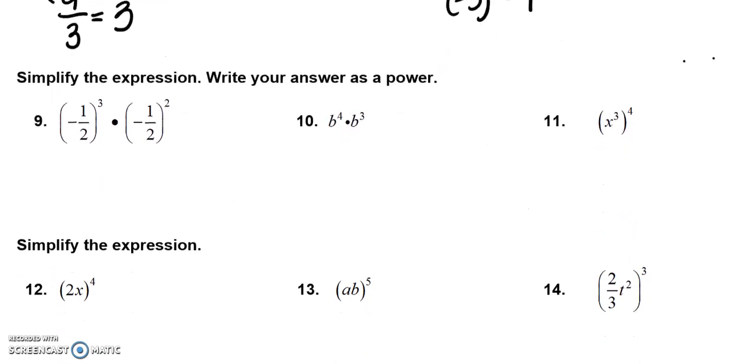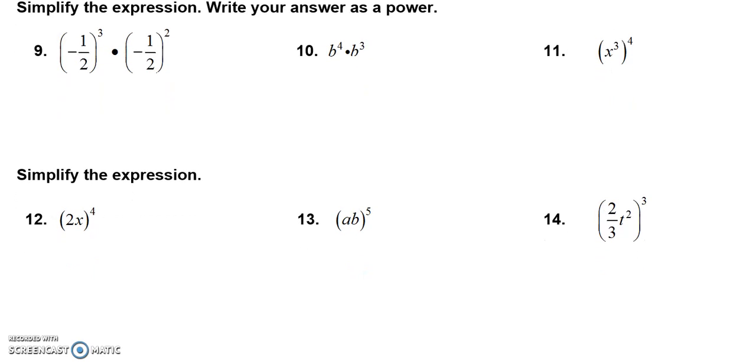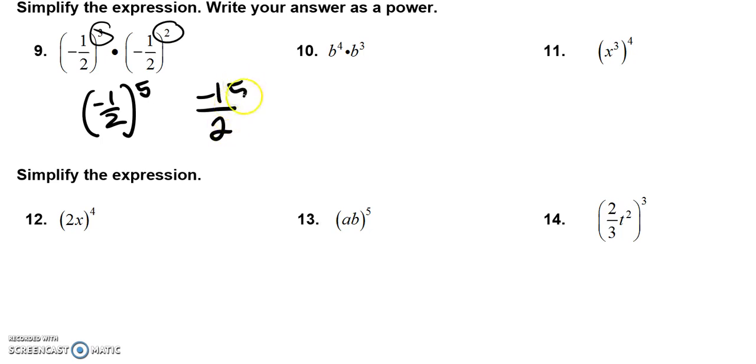9, 10, and 11, simplify the expression. Leave your answer as a power. So same base. Exponents are 3 and 2. So this is (-1/2) in parentheses to the fifth. If you have that, not correct.